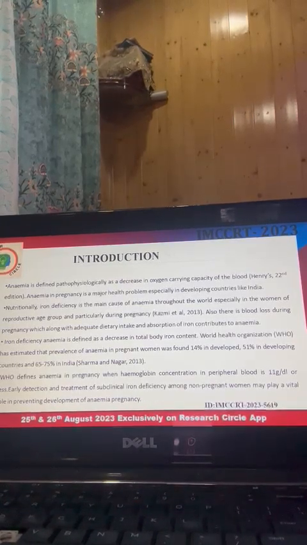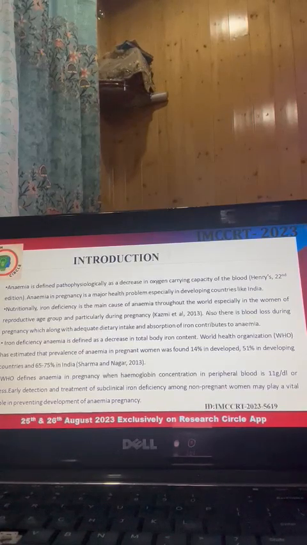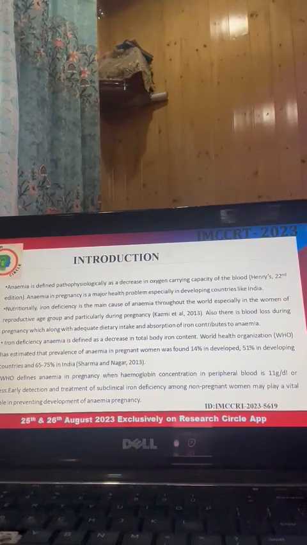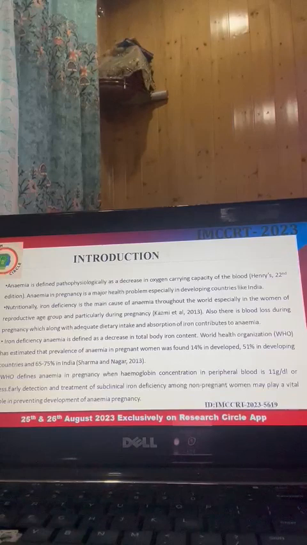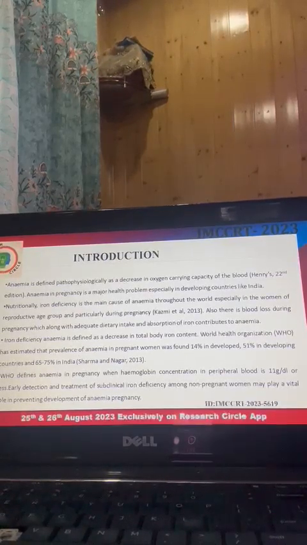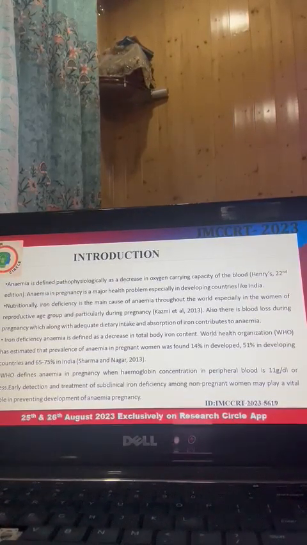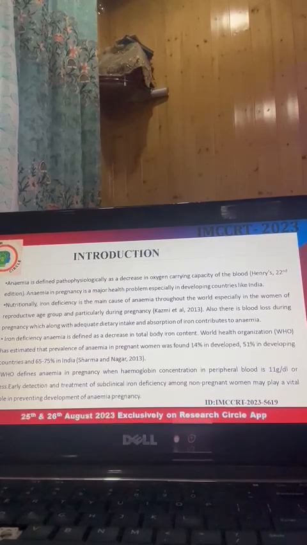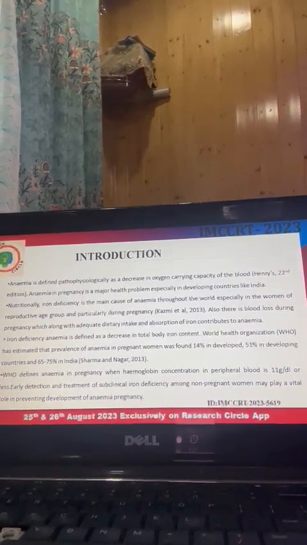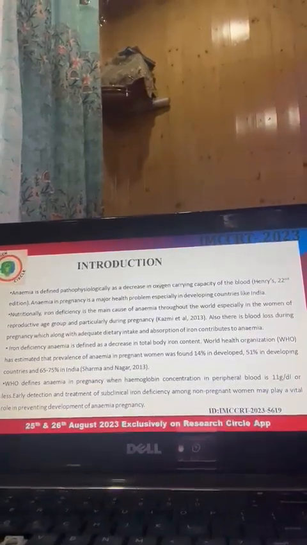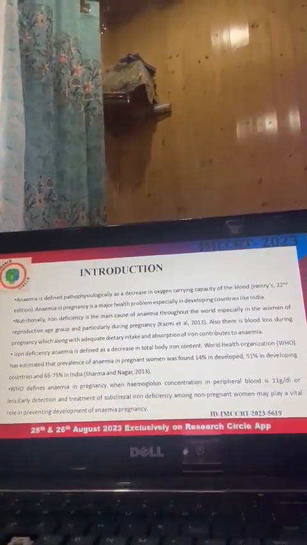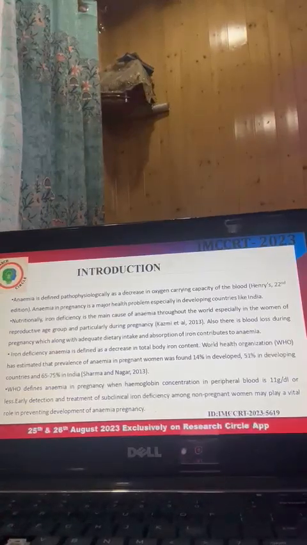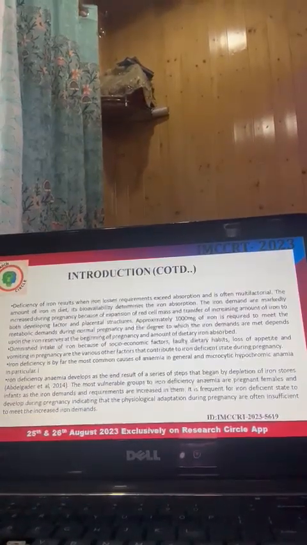Iron deficiency anemia is defined as a decrease in total body iron content, and the World Health Organization has estimated that the prevalence of anemia in pregnant women was 14% in developed and 51% in developing countries, and 65 to 75% in India. The World Health Organization defines anemia in pregnancy when hemoglobin concentration in peripheral blood is 11 gram per deciliter or less. Early detection and treatment of subclinical iron deficiency among non-pregnant women may play a vital role in preventing development of anemia in pregnancy.